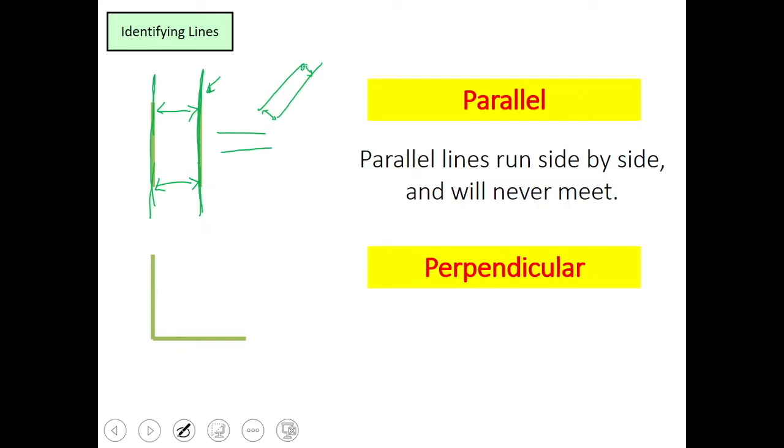Now, if the question ever asks you how many pairs of parallel lines are in a shape, we look at the 2 lines together. So if I take this example, we have 2 lines, but there's only 1 pair. So for this question, we have 1 pair of parallel lines.